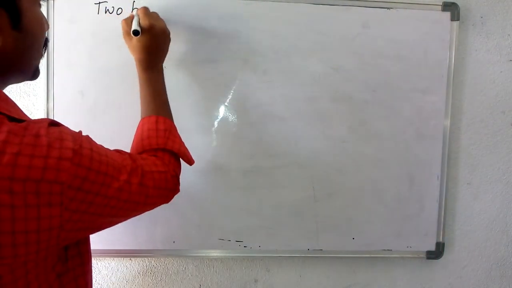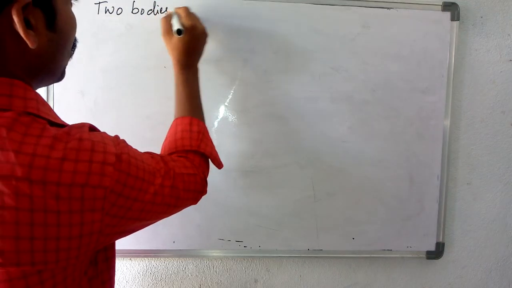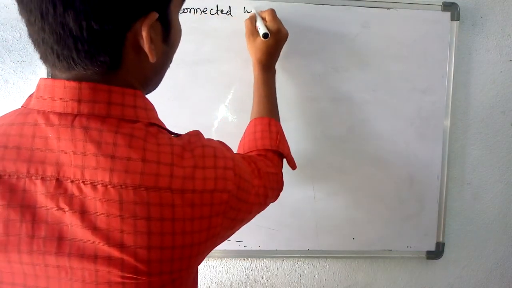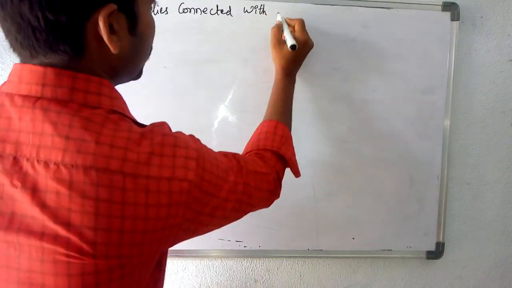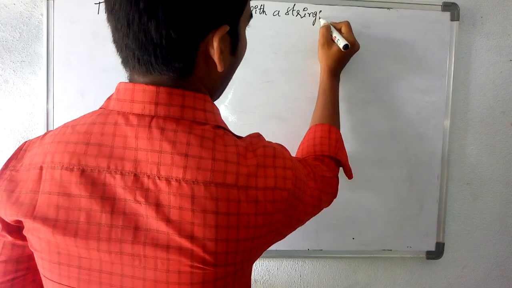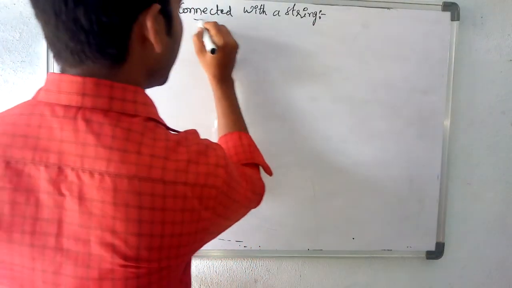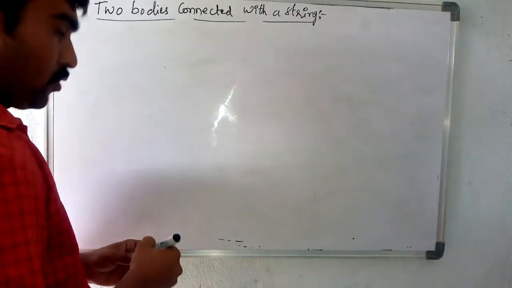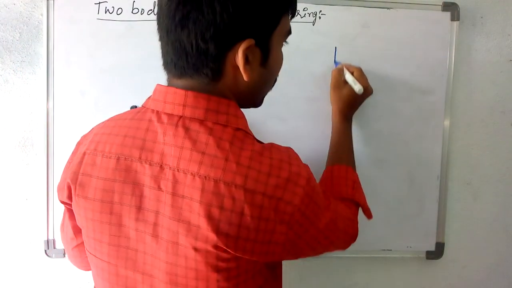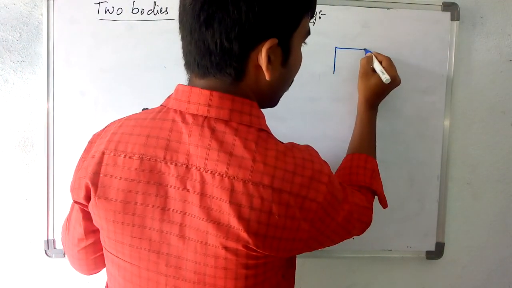Two bodies connected with a string. So here, two bodies are connected with a string. So what is the acceleration? I am taking two bodies on a smooth surface.